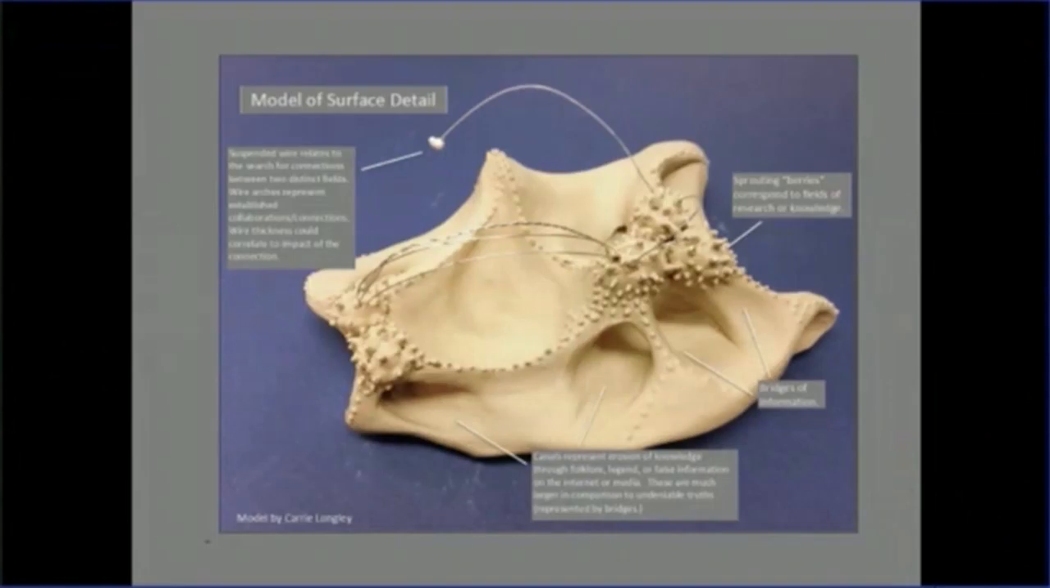So the wires here represent collaborations between distant fields of science. Canals represent legends or erosion of knowledge. Right now we have lots and lots of information out there. Not all of it is accurate. So how do we represent knowledge voids or erosion of knowledge?